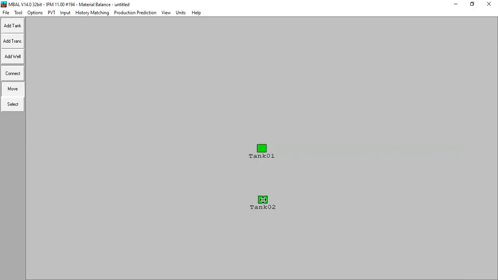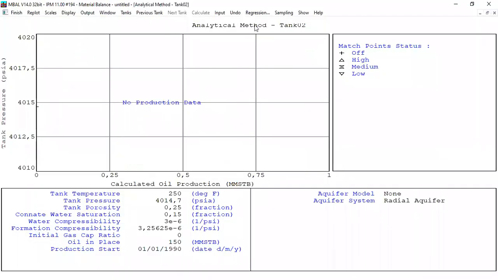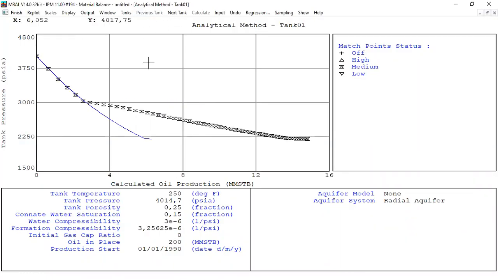I will move it a little bit. Okay, so I have tank 1, and below tank 1, I have tank 2. Okay, and now I want to connect them. Because what I see in tank 1, in the tank pressure versus calculated oil production, I know there is a connection between tank 1 and tank 2.